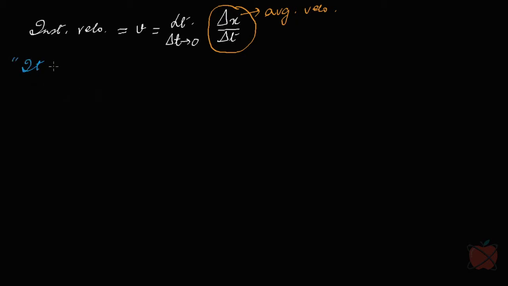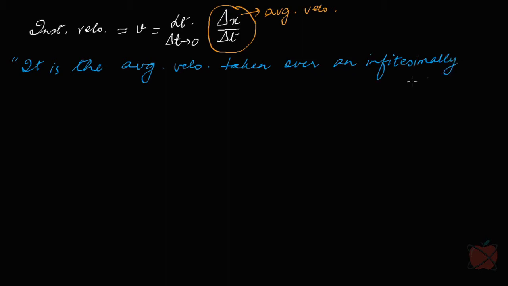It is the average velocity taken over an infinitesimally small time interval. So this is another definition for the instantaneous velocity. Let me repeat: it is the average velocity taken over an infinitesimally small time interval.